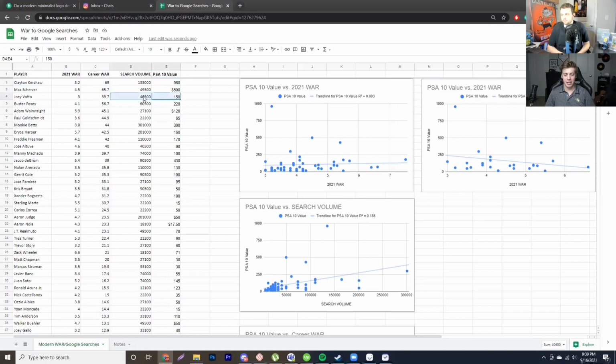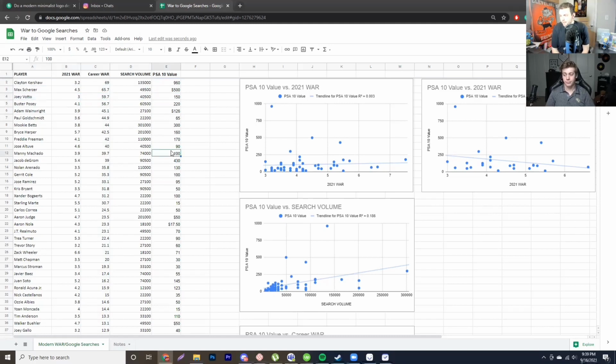I mean, you're talking about what, a 6 to 7x price difference between the two cards. The same year as Scherzer as well. I believe they all have 2008 rookies. You're talking about a 3x price difference right now. So Votto probably is pretty undervalued.